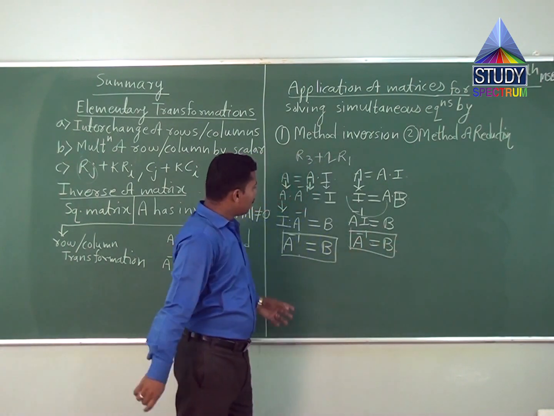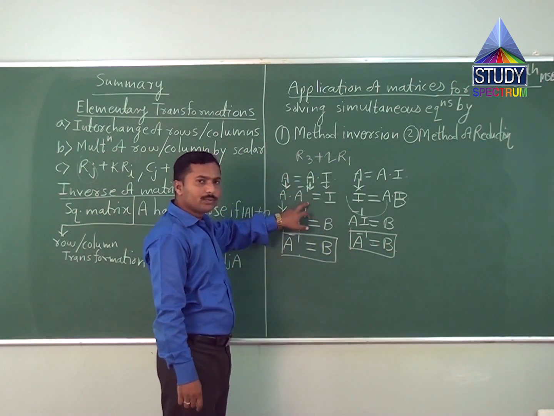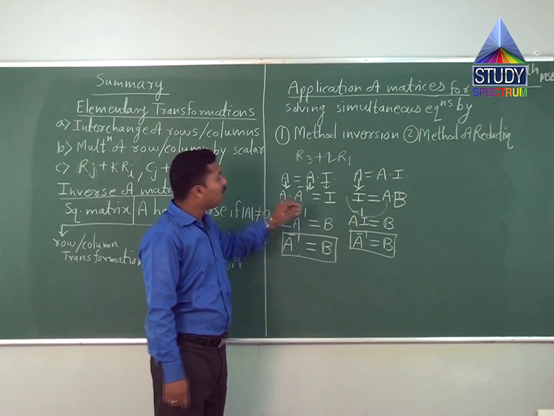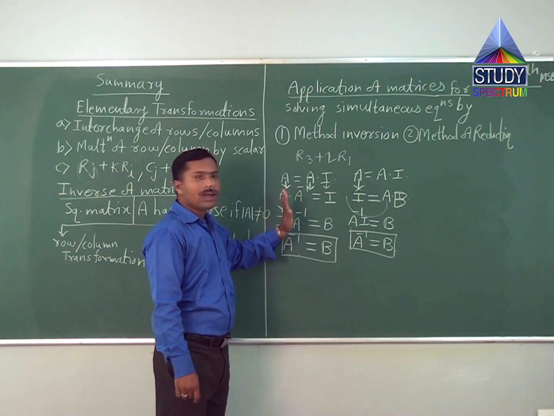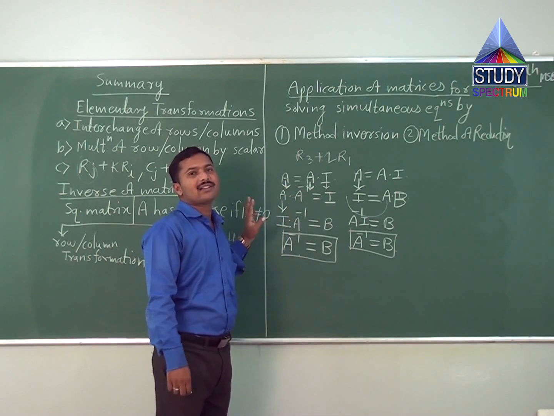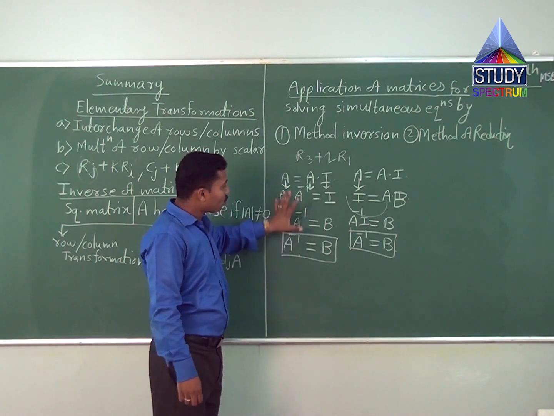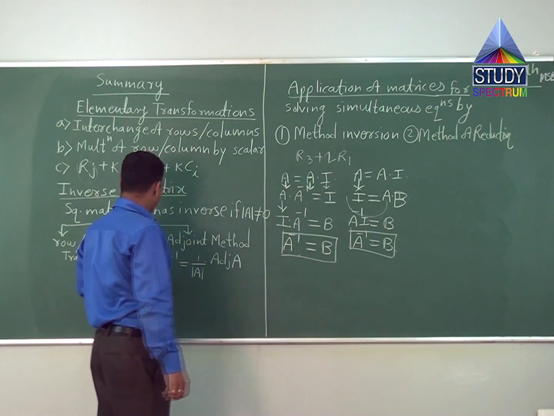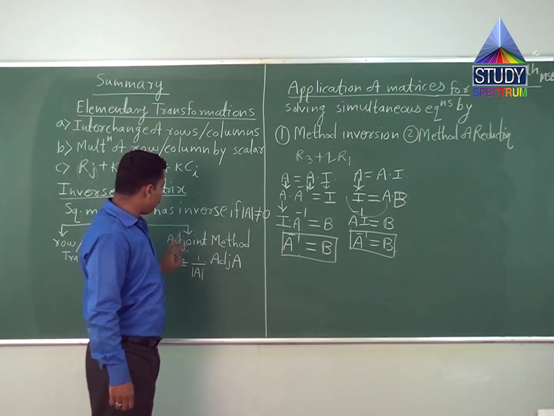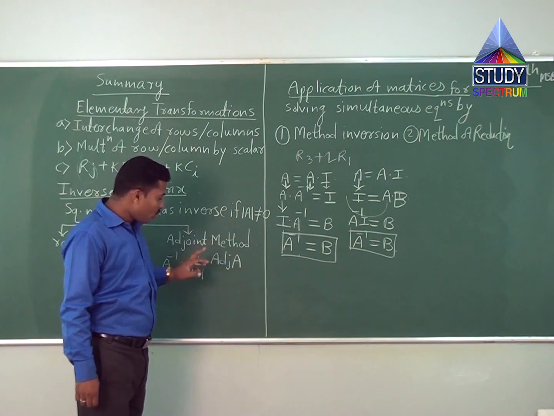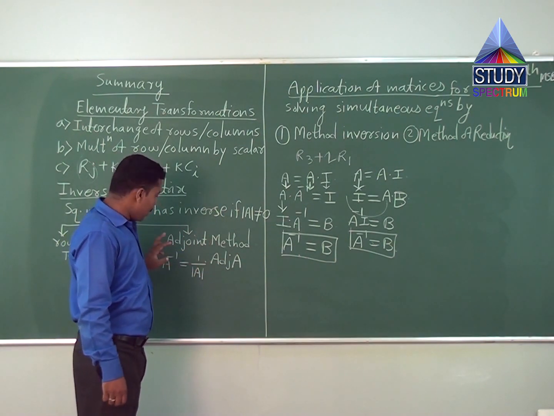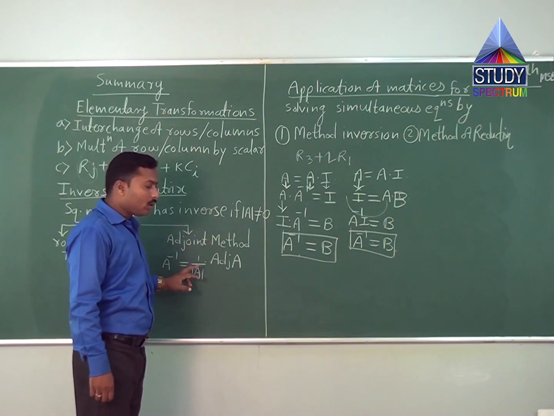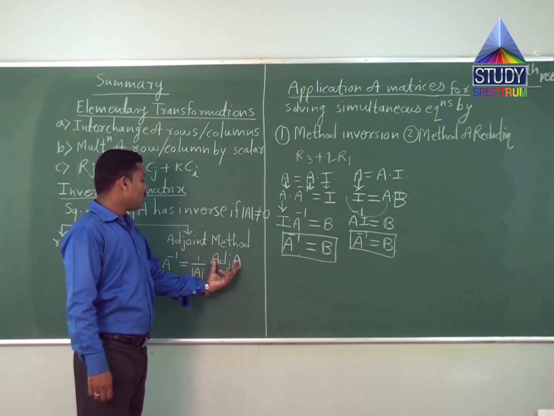So you can use this formula or this formula because both are same and both are same idea. No idea will be changed. Only notations are changed. Procedure is same. Also, we find the inverse by adjoint method. What is formula? A inverse equal to 1 upon determinant A into adjoint of A.